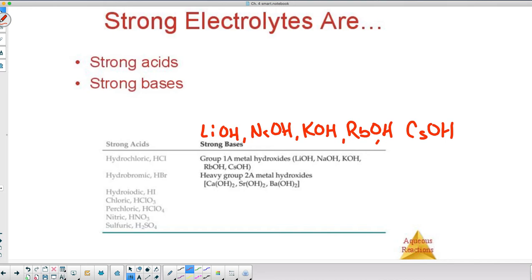So there's 1, 2, 3, 4, 5 of those, and then we have 8 because we have 3 from the bottom 3 of the 2A group, where it's calcium, strontium, and barium. Those are the 3 that also produce strong bases. Okay, it's not as important to know these, I'm sorry to say, because the bases don't affect nearly as many things as the acids do. So the strong acids is by far the more important list to know or to recognize.